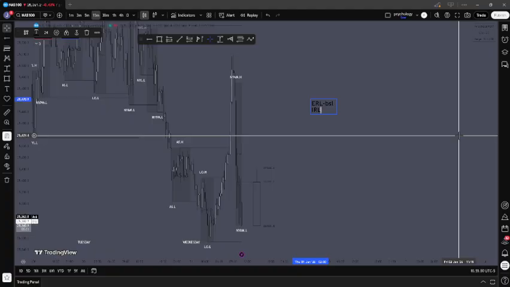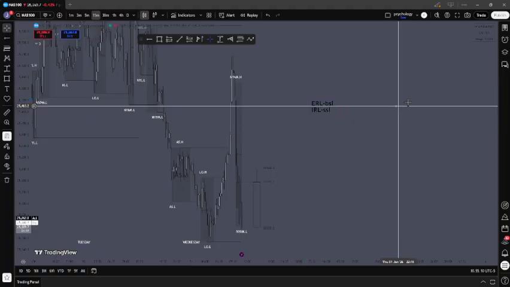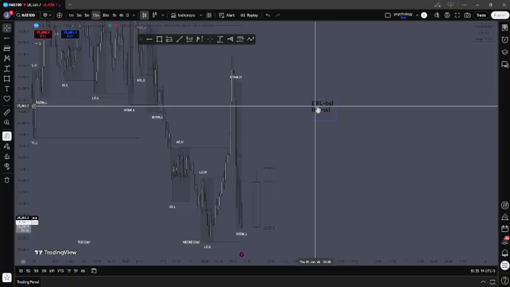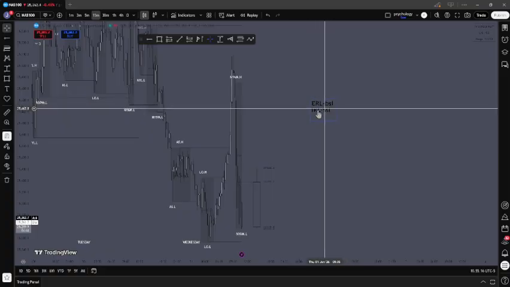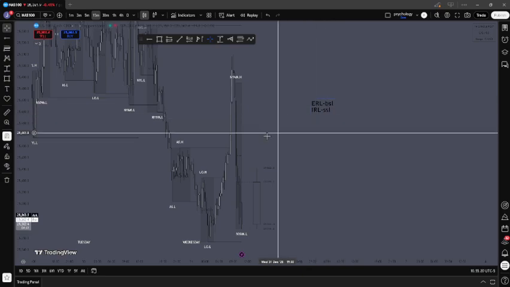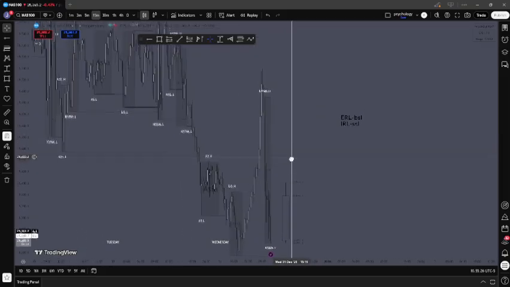And for your IRL, sorry, you have SSL. SSL stands for sell side liquidity. BSL stands for buy side liquidity, which is external range liquidity, and sell side liquidity is internal range liquidity. Even if it's not exactly that, that's how I grasp it, and that's how I'm going to teach it to you.